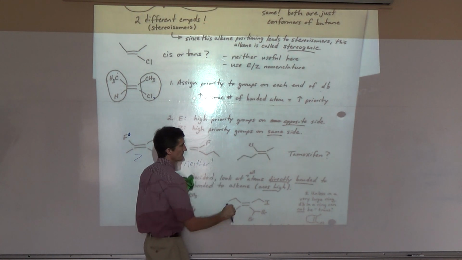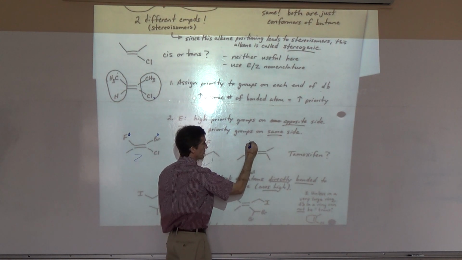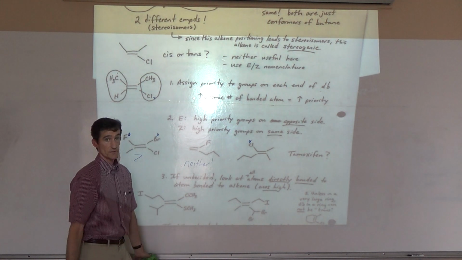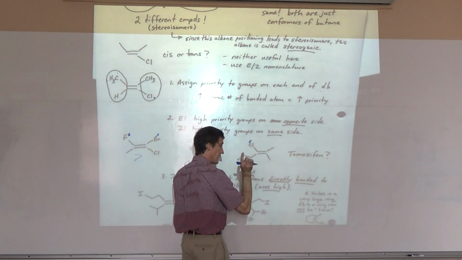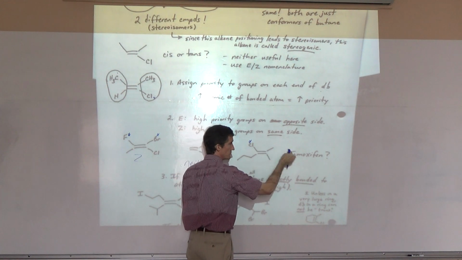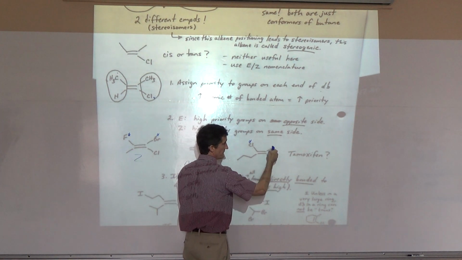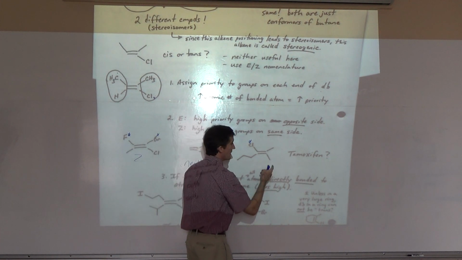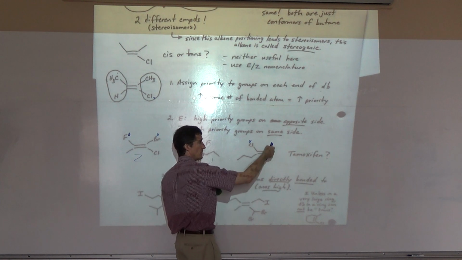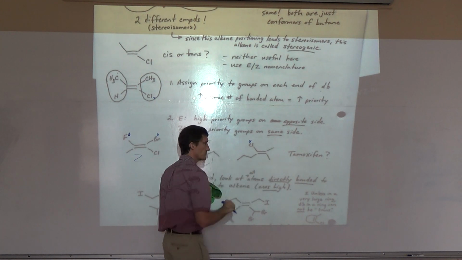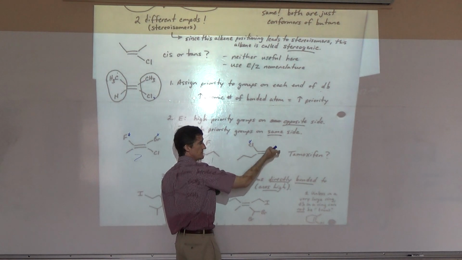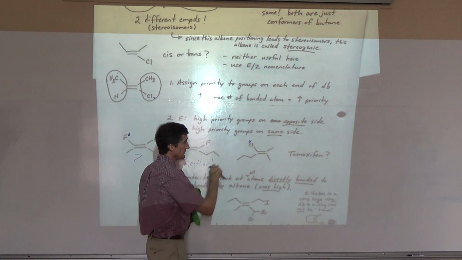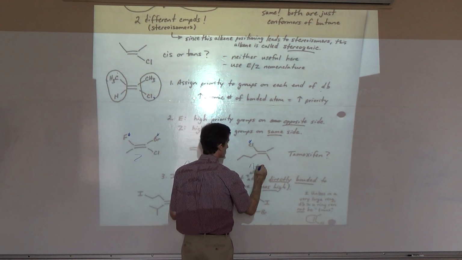How about this guy? Chlorine or carbon? That would be chlorine. Carbon or carbon? It's the same. Now, if this chain was longer, that would matter. We'll see examples of that down here. But these groups are identical. Not only are they carbons, but they're just identical groups. Because of that, you cannot do E or Z. You cannot make a distinction on that end. That should tell us what? There's no stereoisomer here. So this is also neither.